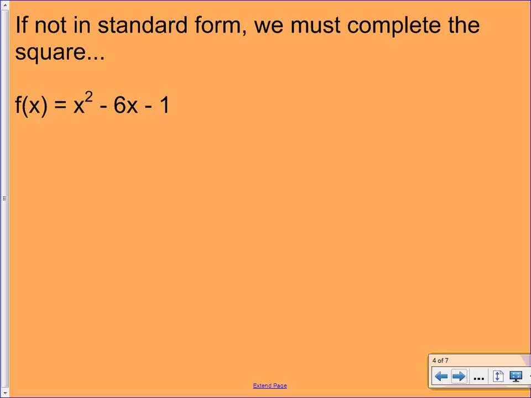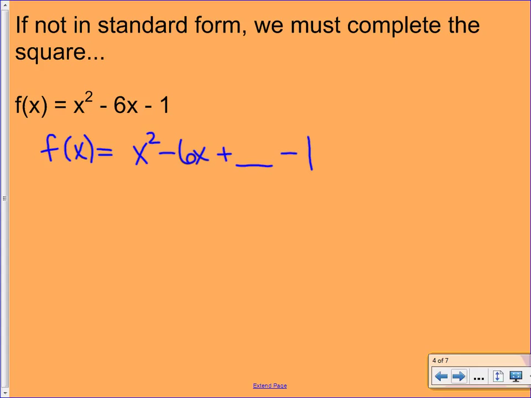Multiply to -1, add to -6, we can't even factor it, okay? So finding zeros right now really isn't very nice. What we're going to do to write this in standard form is group anything with an x together, and we are going to add something to that to make it a perfect square trinomial. Okay? Now we still have this -1.